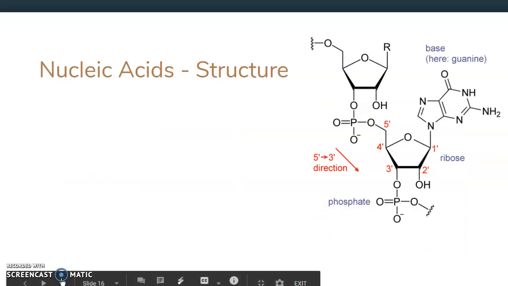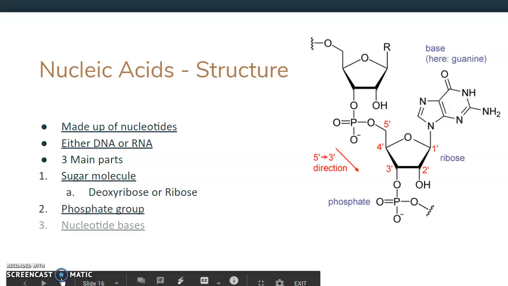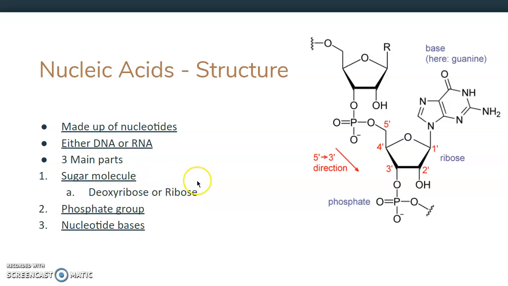All right, the last macromolecule we have are nucleic acids. So they're made up of nucleotides. It can be either DNA or RNA, and there's 3 major parts. We have a sugar molecule, which can either be our deoxyribose or our ribose, a phosphate group, and then our nucleotide bases. So this deoxyribose or ribose is the part that makes up the D or the R in DNA and RNA. And it's important because it changes if there's an oxygen or not on this little sugar molecule.